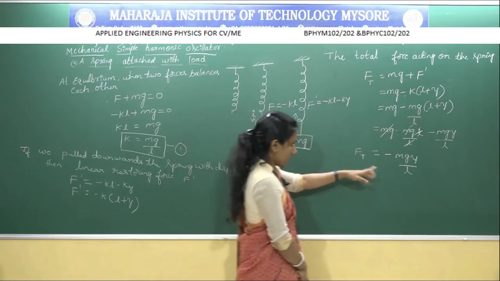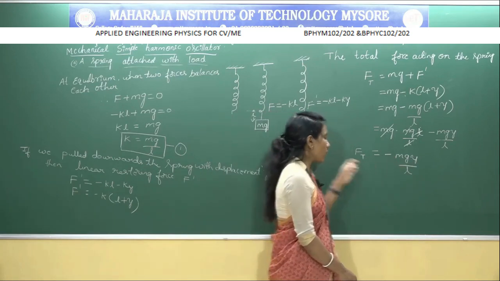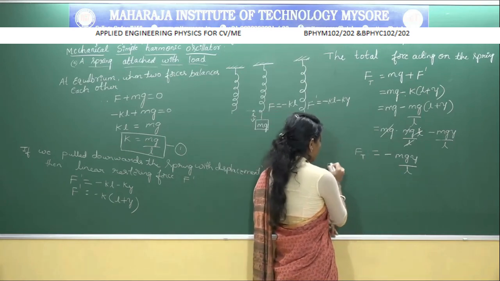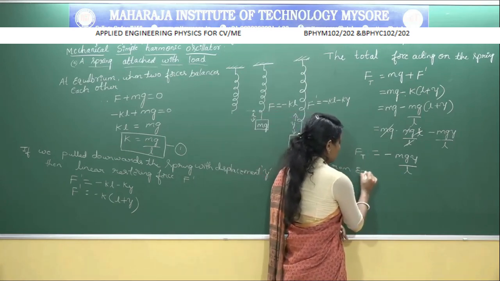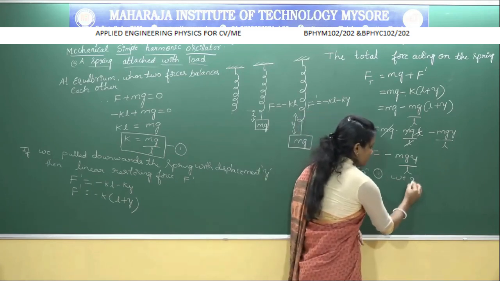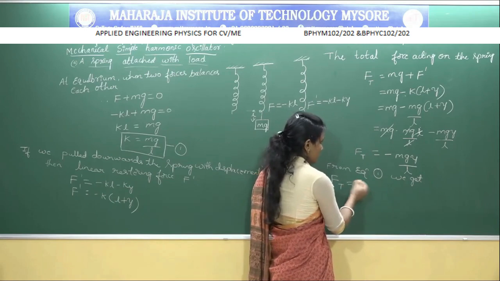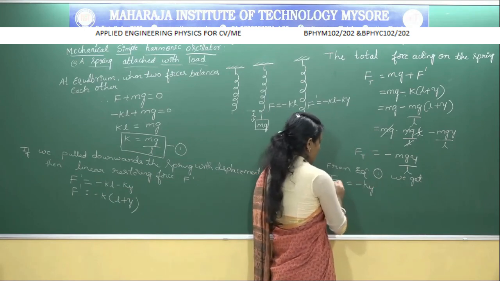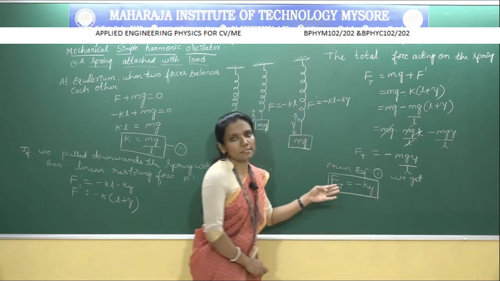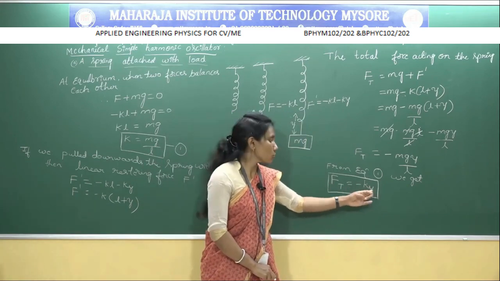And this we know, mg by L is the k value. So now write again in terms of that. From equation 1, we get Ft, that is the total force acting on the spring, is equal to minus ky. So now what is the total force acting on this spring, the mechanical simple harmonic oscillator? That is Ft is equal to minus k into y.